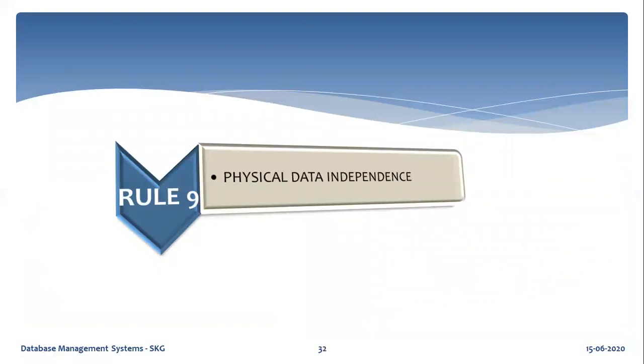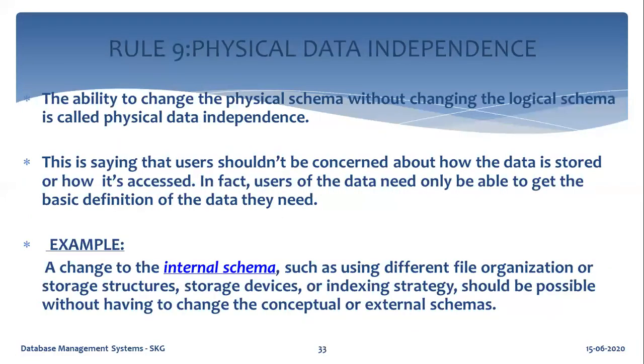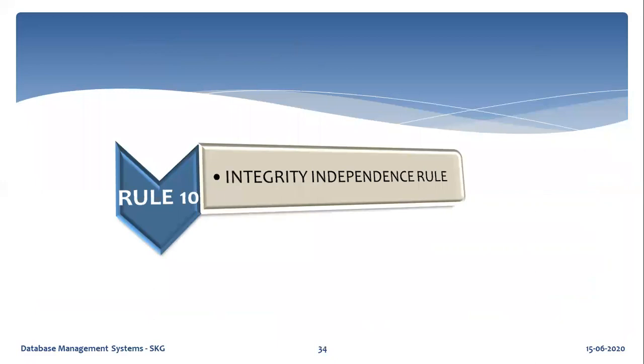Rule 9, that is physical data independence. Again, in the same way, it is the ability to change the physical schema without changing the logical schema. Now, how the data is stored on the hard disk, what the file organization, storage structure, storage devices, and indexing strategy are, maybe B trees. How the B trees are stored, how B trees are used for indexing, the end user is not having any concern about that. So we can change whatever we want at the lower, physical level, and that should not affect the application level.